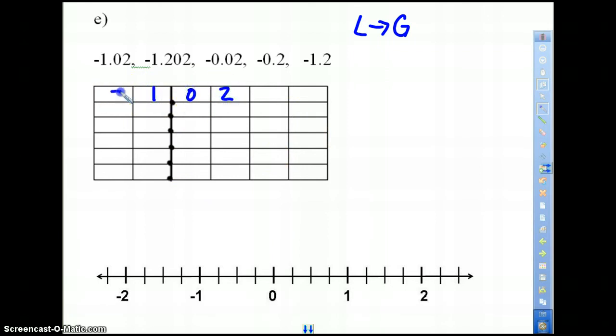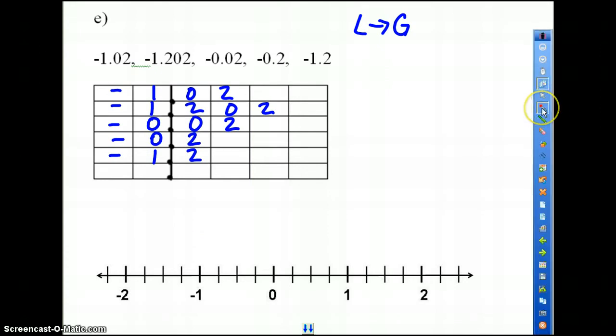Negative 1.02. Let's go ahead and put the negative out here. Negative 1.202. Negative 0.02. Negative 0.2. And negative 1.2. Okay? All right, what are we going to do next? Yep, let's fill all these other digits up to this place with zeros.